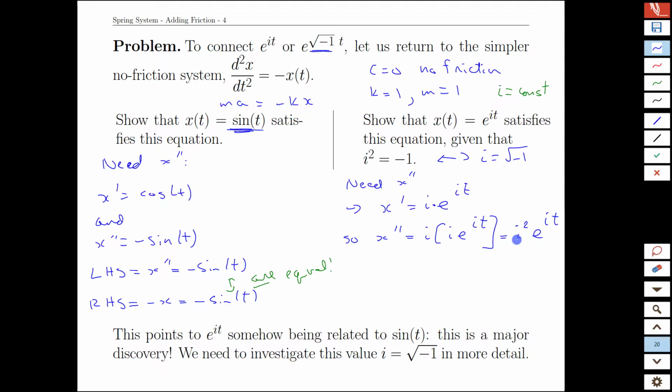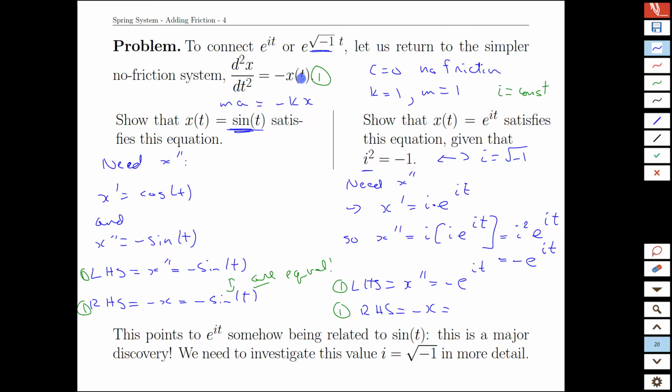Oh, well, what's special about i? i isn't just some random constant. It's the constant that when I square it gives me -1. So this is negative e to the it. That means our left-hand side of our equation, and probably should have put a nice number here so we know we're talking about the same equation for both, even playing field, the left-hand side is x double prime, which is equal to negative e to the it, and that should set you up nicely for the right-hand side logic, which is negative x.